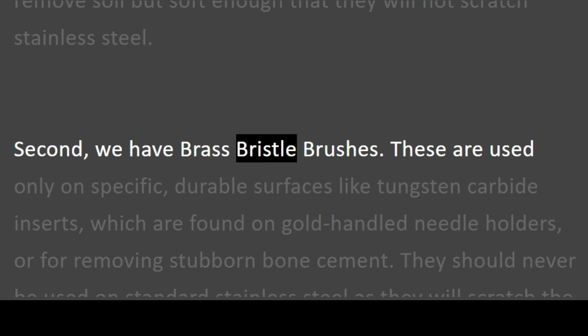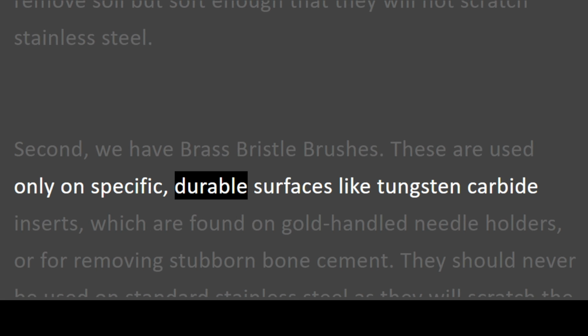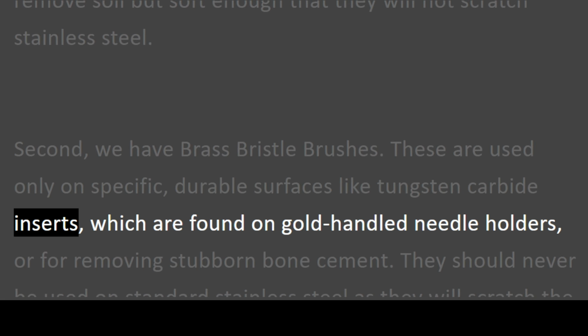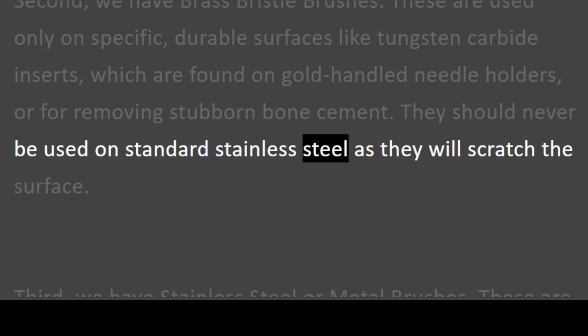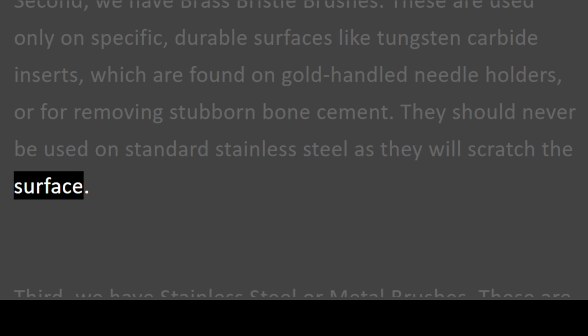Second, we have brass bristle brushes. These are used only on specific, durable surfaces like tungsten carbide inserts, which are found on gold-handled needle holders, or for removing stubborn bone cement. They should never be used on standard stainless steel as they will scratch the surface.